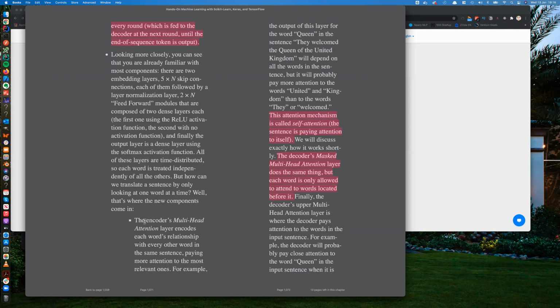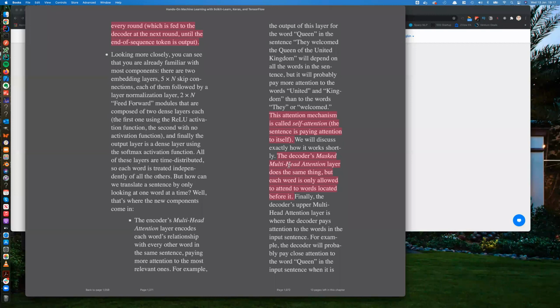So here, the encoder's multi-head attention layer encodes each word's relationship with every other word in the same sentence, paying more attention to the most relevant ones. For example, the output of this layer for the word queen in the sentence, they welcome the Queen of the United Kingdom, will depend on all words in the sentence, but it will probably pay more attention to the words united and kingdom than to the words they or welcomed. This attention mechanism is called self-attention. The sentence is paying attention to itself. We will discuss exactly how it works shortly.